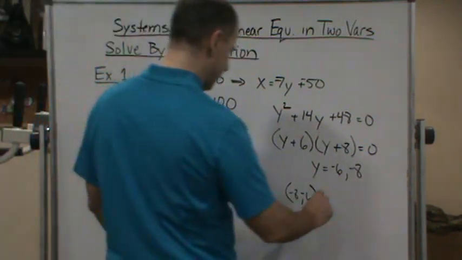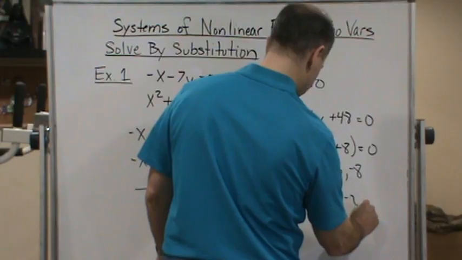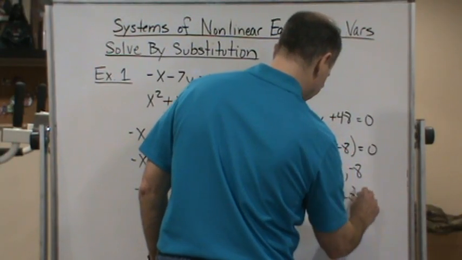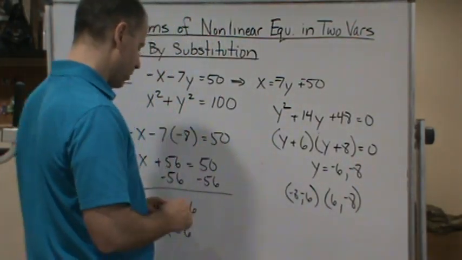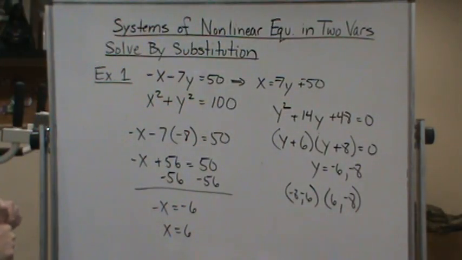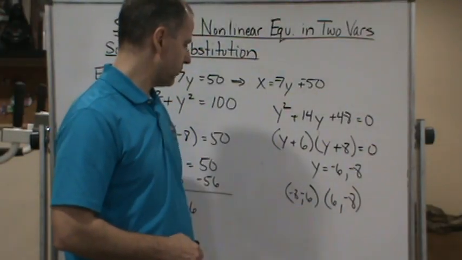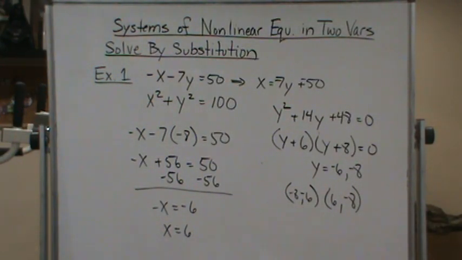So now when x is 6, y is negative 8. And so now I found my two solution points. Those are the two solutions to the system. In other words, that's where the two graphs intersect each other. So the line intersects the circle in two locations.